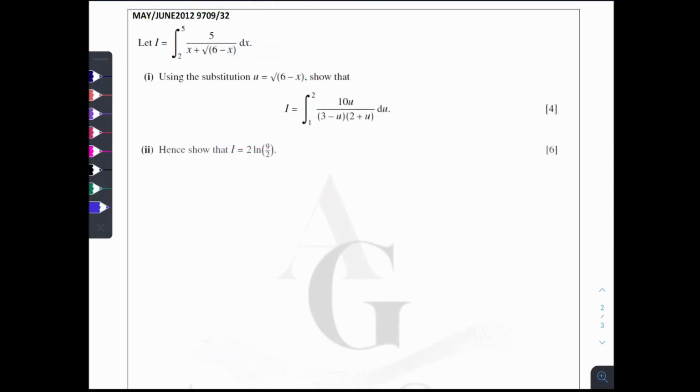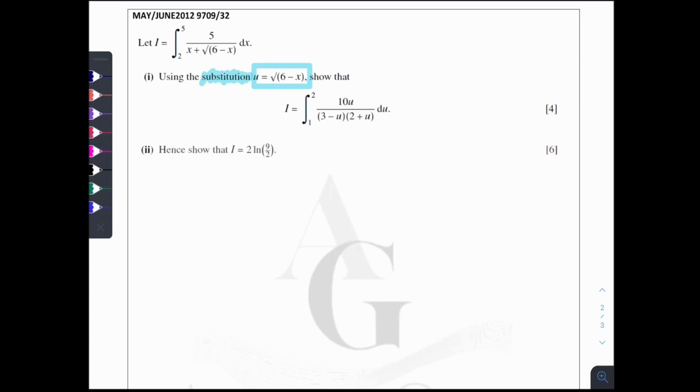Now, let's see how we can apply the substitution method in solving a past year question. Have a look here at this one, year 2012, Mathematics paper, variant 32. You are given this integration question, and they mention the word substitution. They let you know what to substitute, which is u equals square root of 6 minus x.